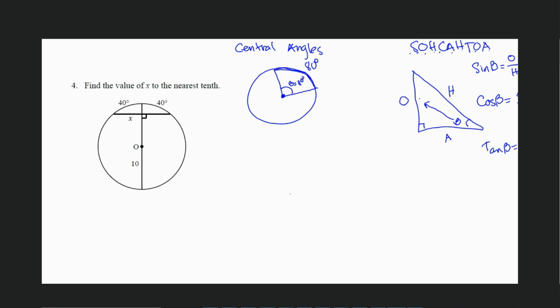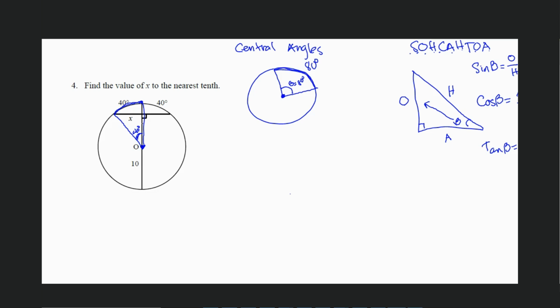Now, why did we need this? Let's consider this arc. This is 40 degrees, right? If you draw a radius from here and a radius from here, because O is the center, then this is a central angle. Since that is a central angle, it is equal to the arc that it intercepts, which is 40. So this is 40 degrees as well.